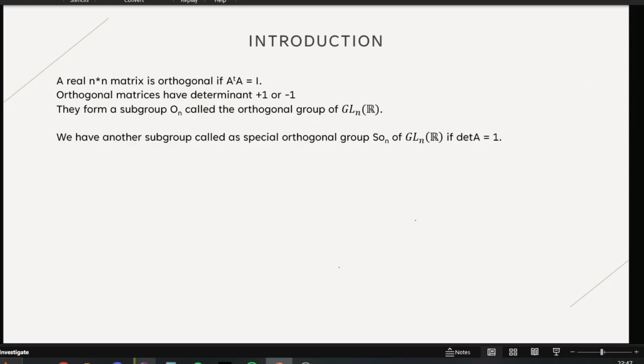So these orthogonal matrices form a subgroup which we denote as O subscript n, the orthogonal group, of the general linear group. The general linear group consists of n cross n real matrices which are invertible. A subgroup of them forms the orthogonal group. The condition of the orthogonal group is that A transpose A gives us the identity. Another subgroup of this is called the special orthogonal group, such that the determinant of A is 1. For the orthogonal group, the determinant can be plus or minus 1. For the special orthogonal group, it should be 1.